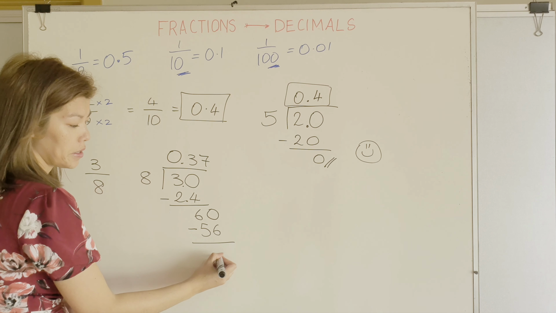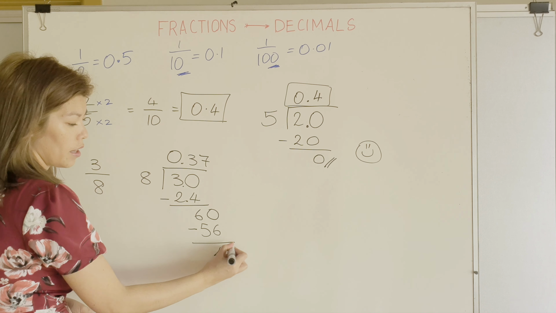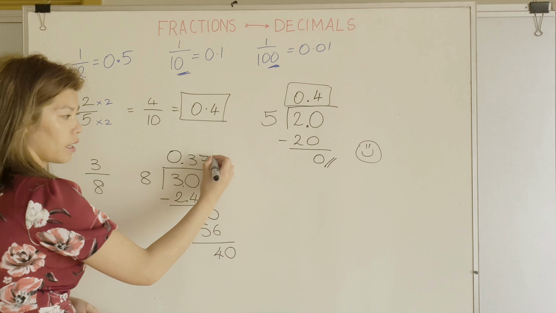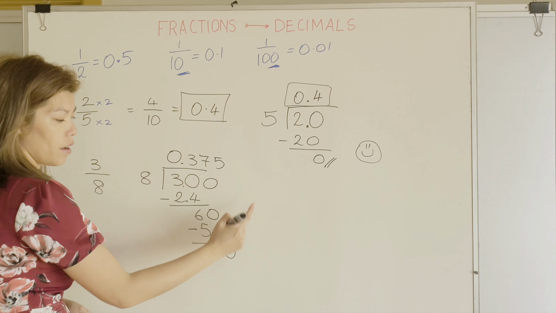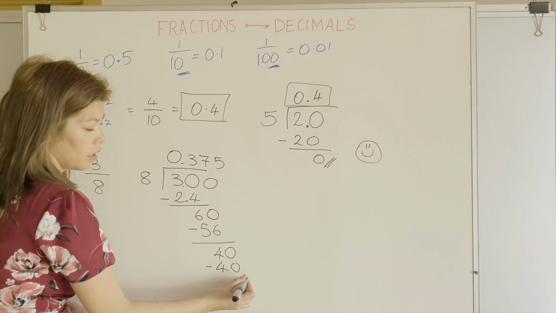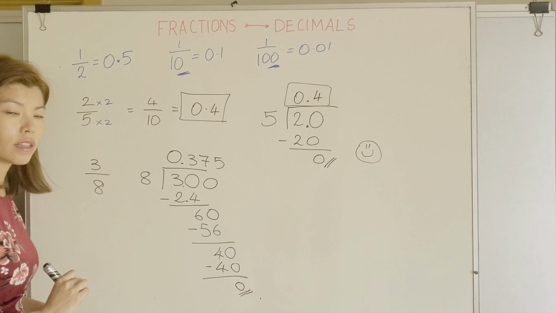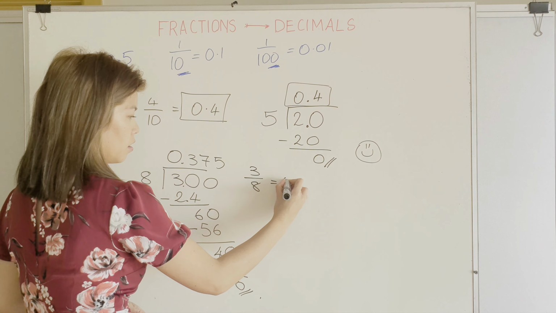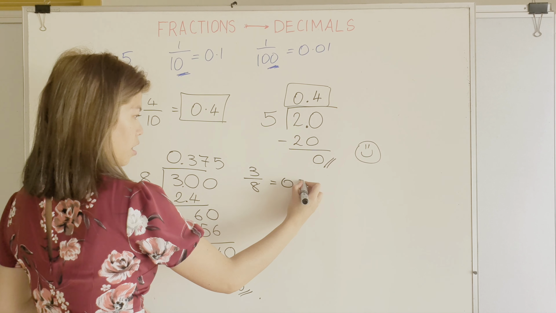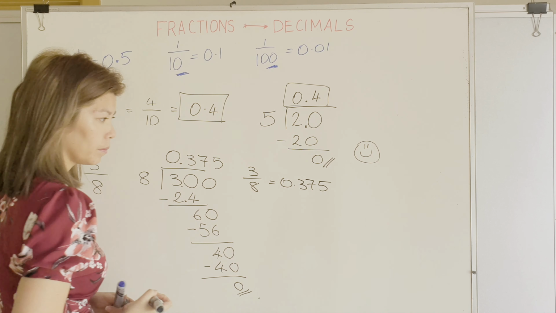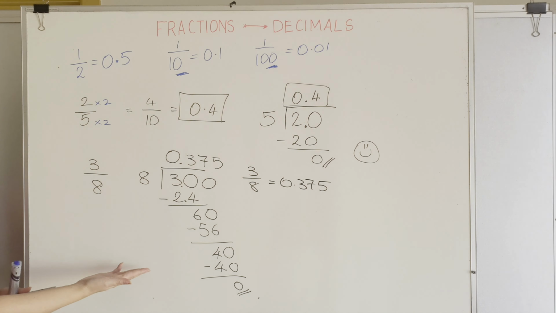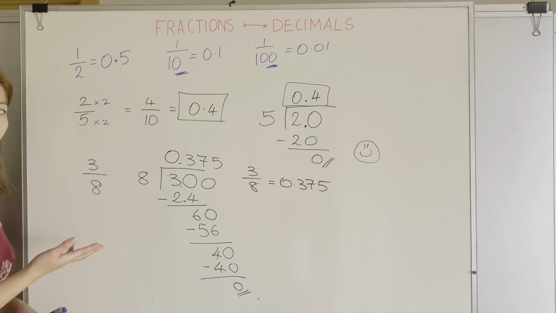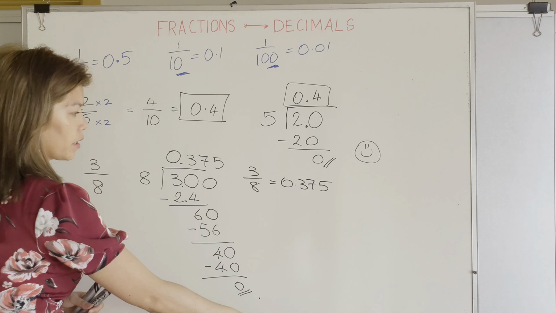60 take away 56 is 4. Put another 0. There's an infinite amount of zeros. 8 times what is 40? That's 5. 8 times 5 is 40. Remainder 0. So now we can stop. So 3 over 8 is equal to 0.375. Can we use this method to do recurring decimals? Now pause here if you want to copy this. Let's do the next bit.